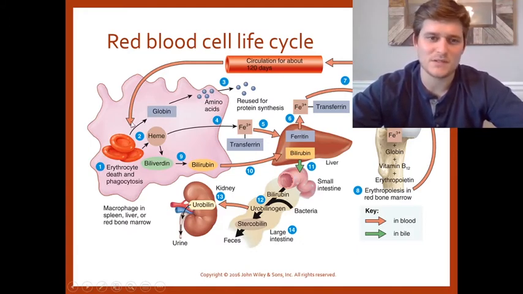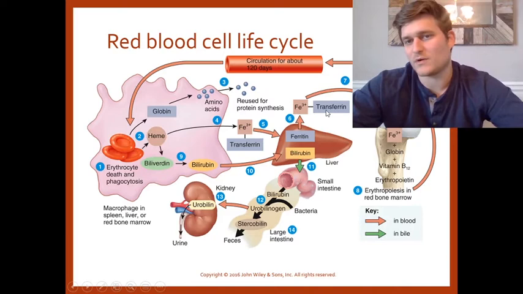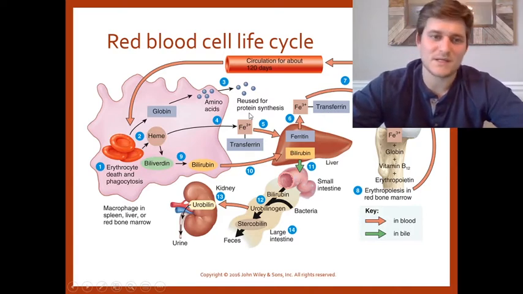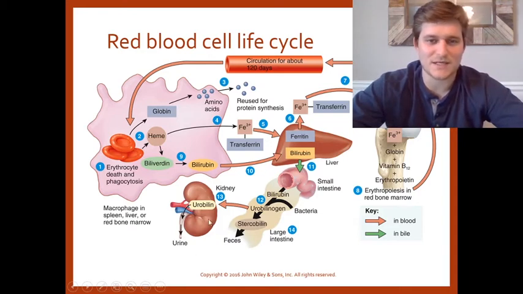The heme is going to be divided into iron, which then can be reused in order to make more red blood cells. And then the biliverdin is converted to bilirubin, and then we're just going to dispose of that bilirubin through the liver, the small intestine, the large intestine, and then eventually we'll just get rid of it and excrete it out of our bodies.